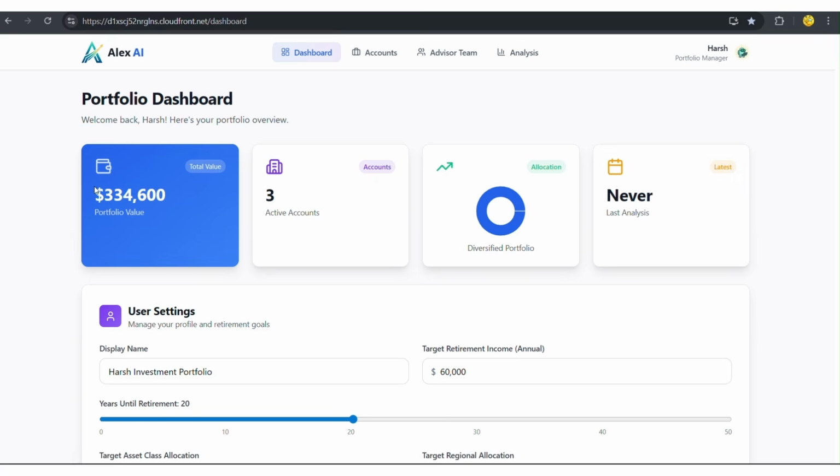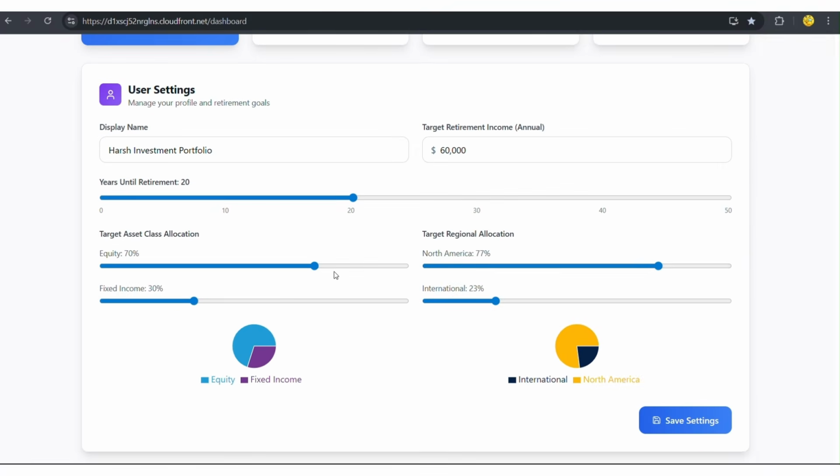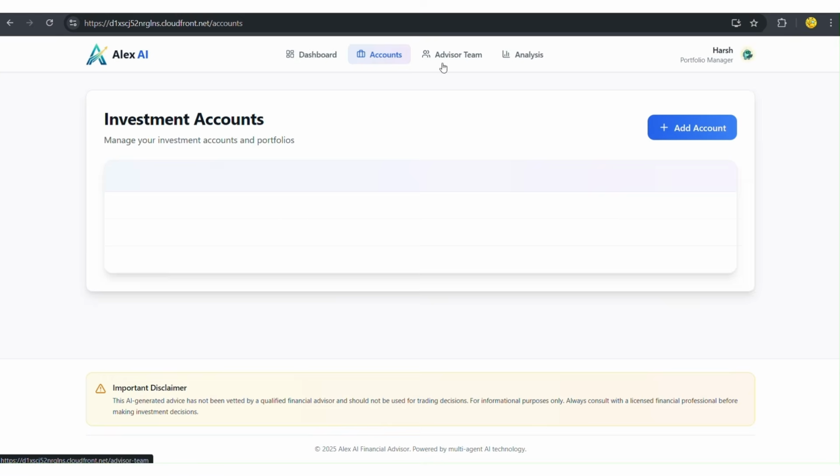Here the user can see his current portfolio value, and in this section the user can configure his retirement preferences, including years until retirement and target retirement income annually, along with target asset allocation and target regional allocation. Let's navigate to the accounts page.